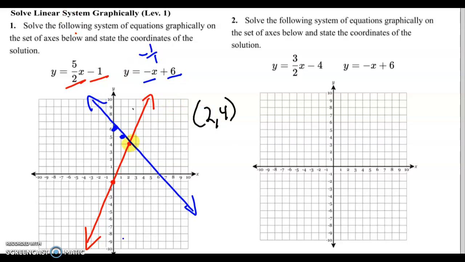Alright, let's take a look at number 2. Alright, so here you got -4, and you want to find the slope. Go up 3 and over to the right 2. -4 is the y-intercept. Go up 3 to the right 2 for the slope. And draw the line.